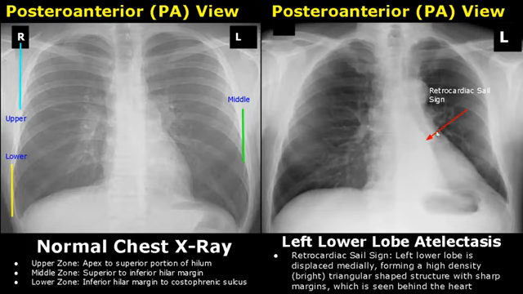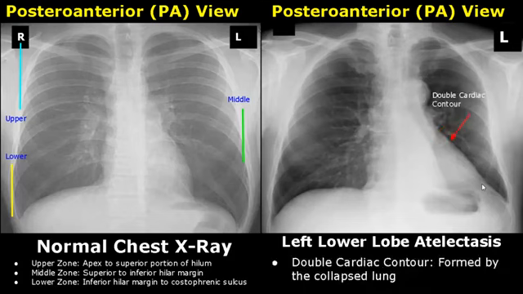Retrocardiac sail sign is a distinct feature of left lower lobe atelectasis. The left lower lobe is displaced medially, which forms a triangle-shaped bright structure with sharp margins behind the heart. You can see the bright triangle behind the heart.